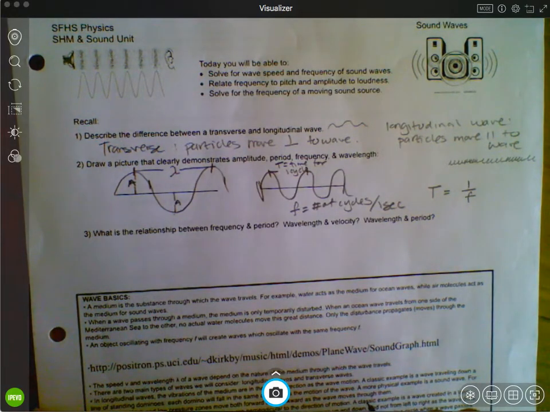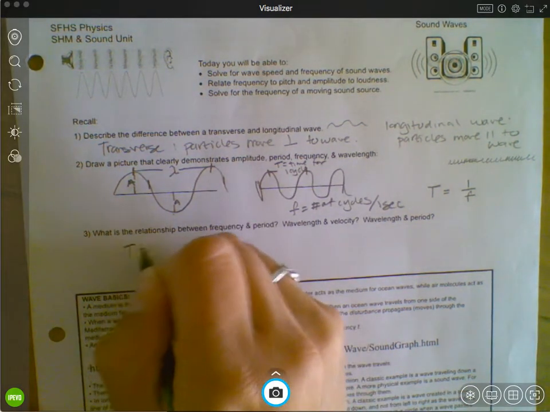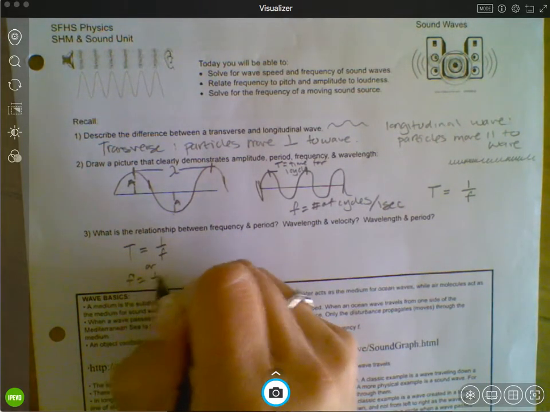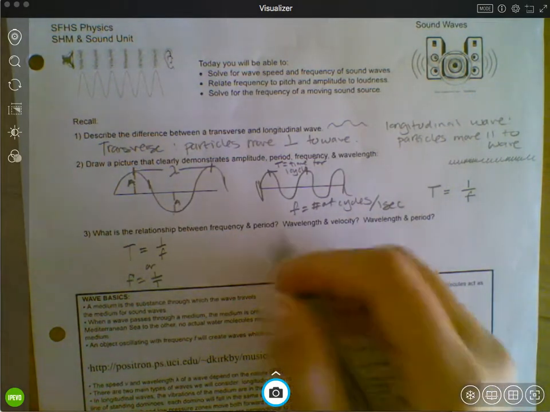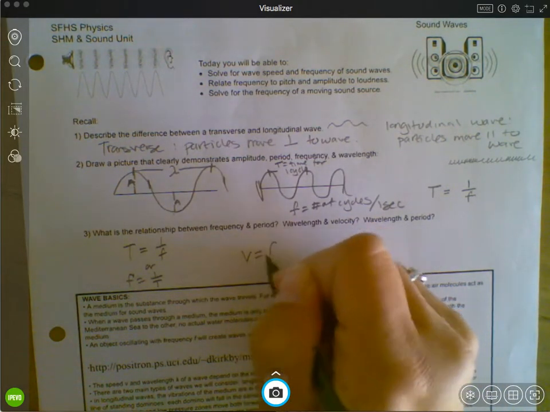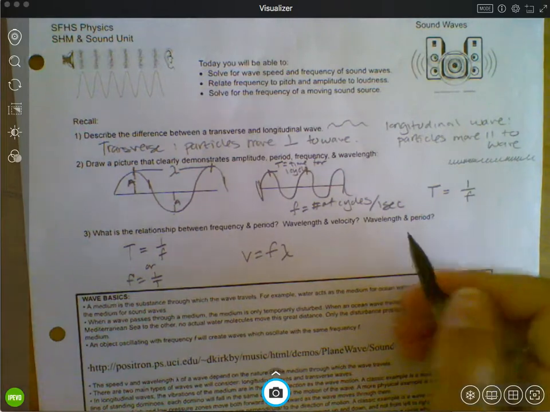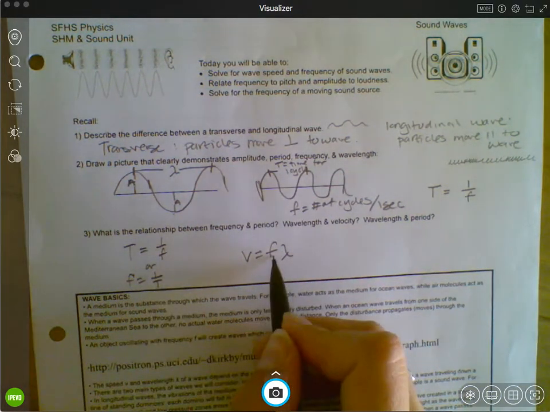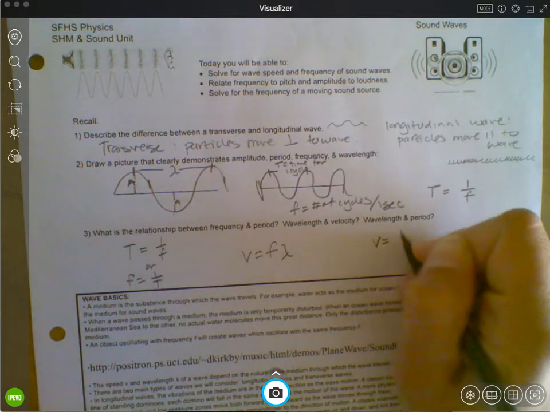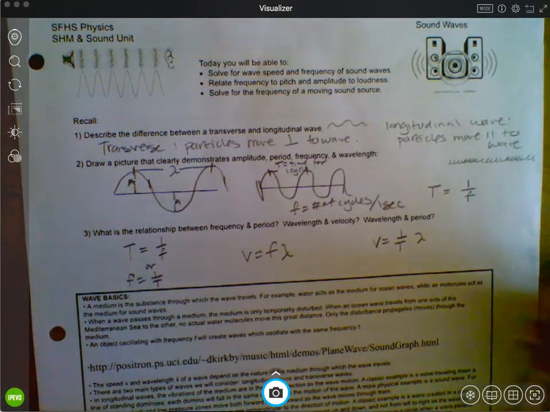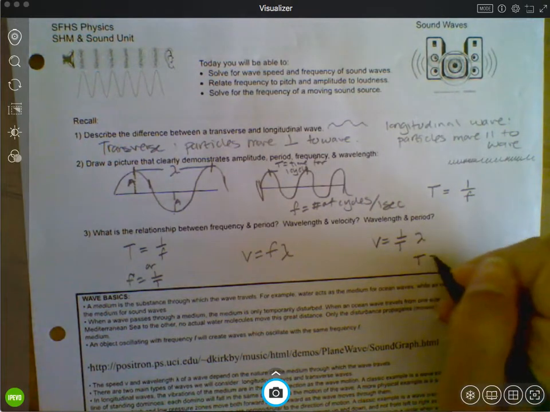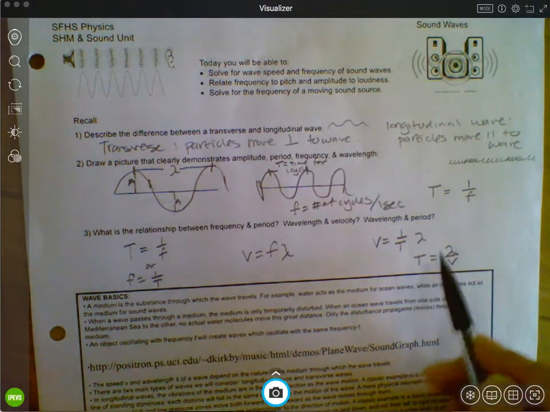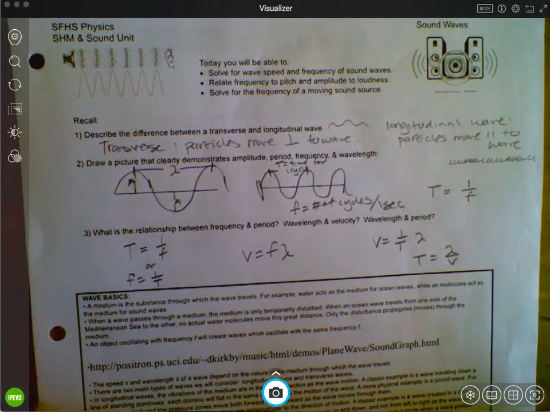Relationship between frequency and period. I just did that. T is 1 over f, or f is 1 over T. Same thing. Wavelength and velocity: velocity is frequency times the wavelength. And then wavelength and period: if you sub in 1 over T for frequency, then you can create this equation. And if you move everything around, you can get T equals wavelength over velocity. Probably won't use this very much, but it's there in case you need it, okay?